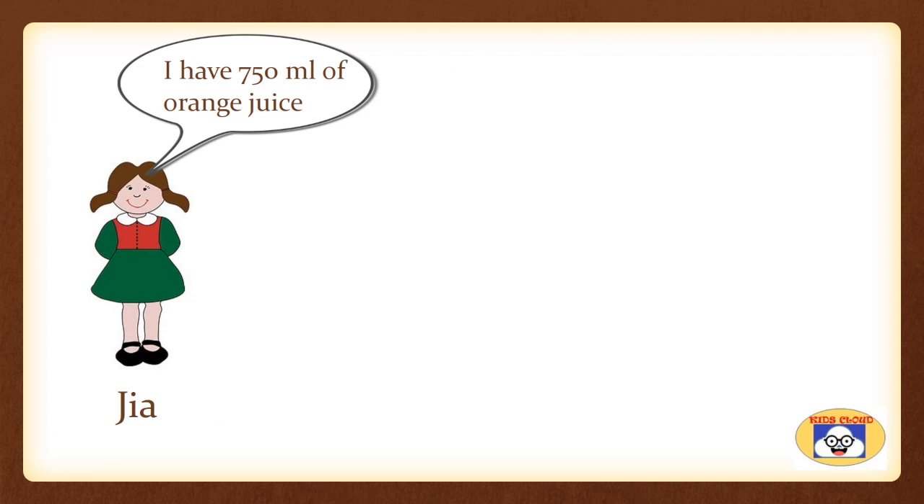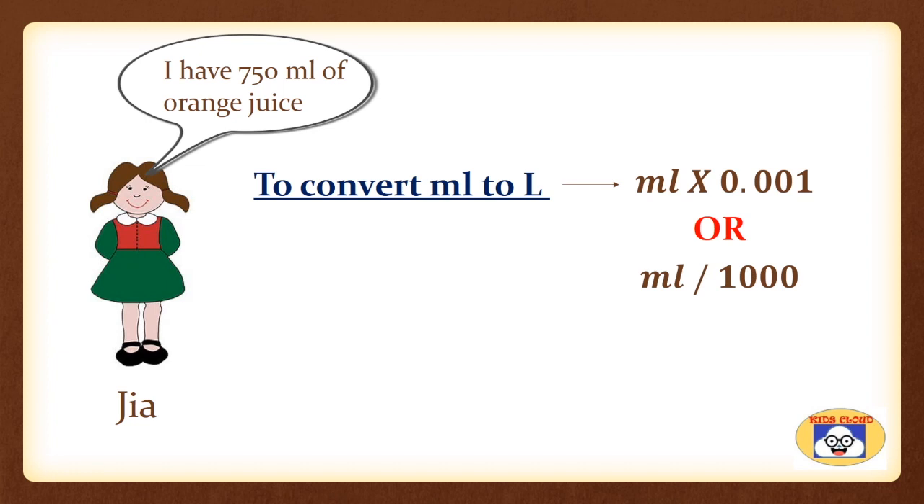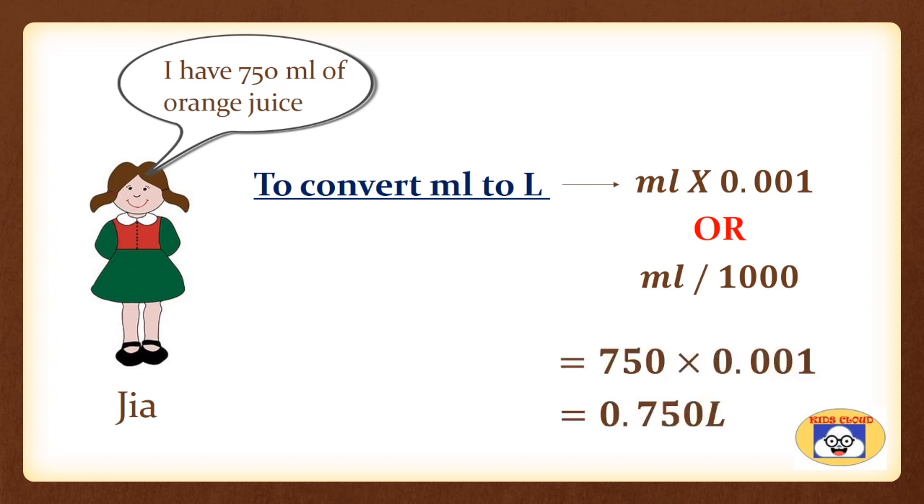Here are some examples. Can you do the conversion? Gia has 750 ml of orange juice. Can you convert this volume into liters? To convert it into liters, we have to multiply the ml value by 0.001 or divide the ml value by 1000. This will give us the answer, 0.750 liter.